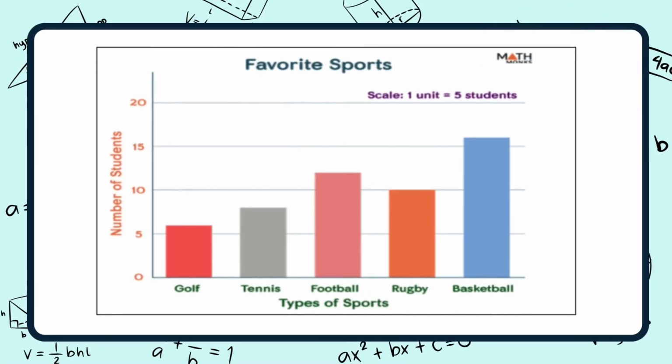So we have here the sample of a bar graph, which contains yung survey niya, or it is about the favorite sports. Okay, so yung scale, 1 unit is equal to 5 students. So the number of students we have, okay, so 20. But of course, kada 1 unit is equal to 5 students. So types of sports: golf, tennis, football, rugby, and basketball.